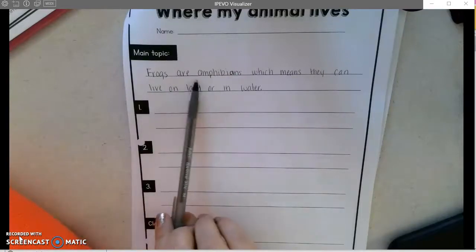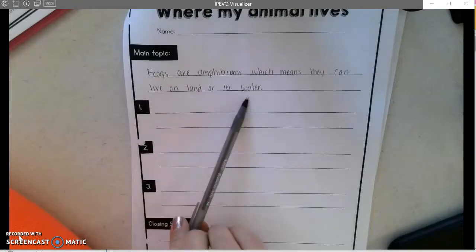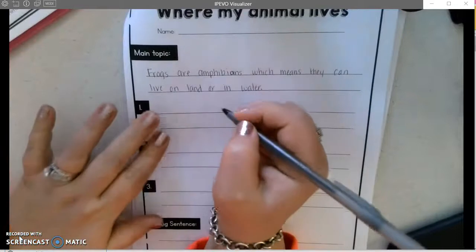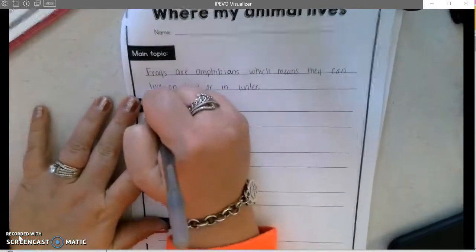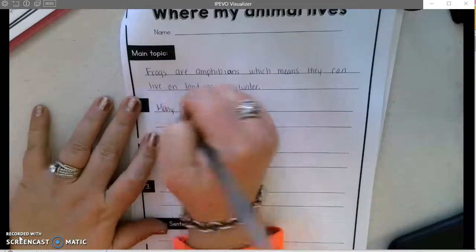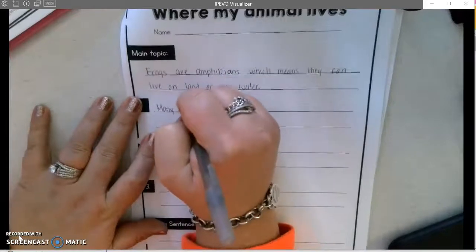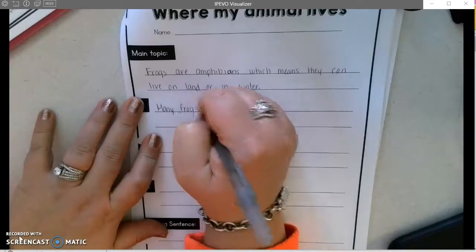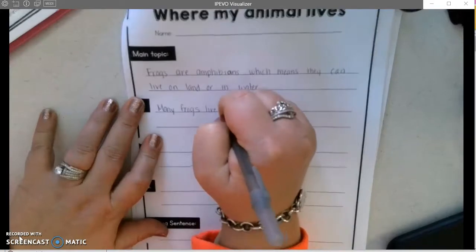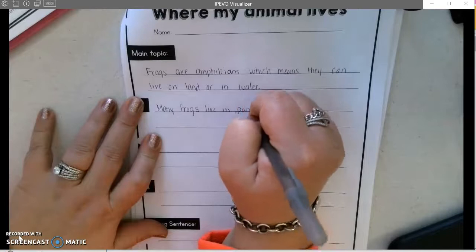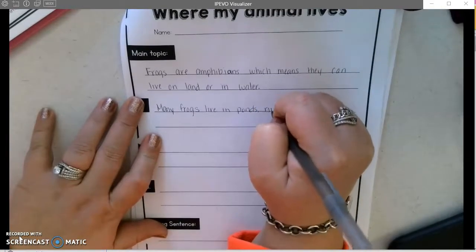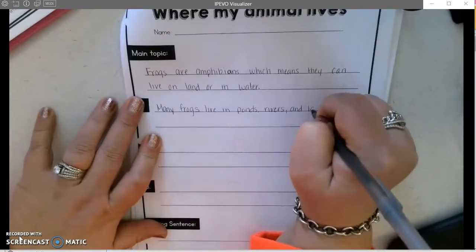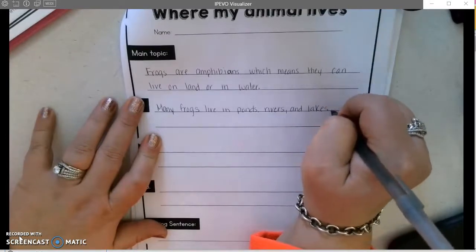So talking about frogs, frogs are amphibians, they live on land or in water. One of my details is many frogs live in ponds. That's where I usually find my pets. Many frogs live in ponds, rivers, and lakes. Okay.